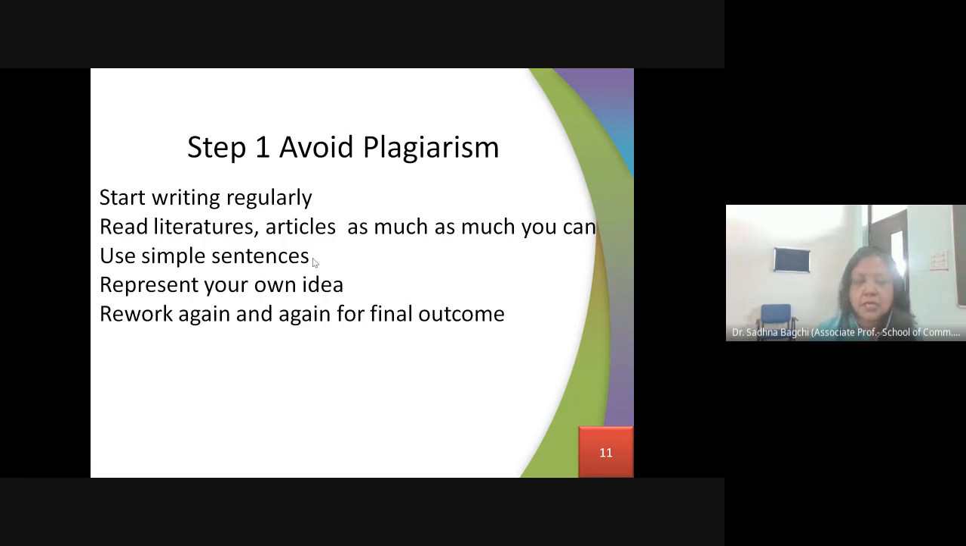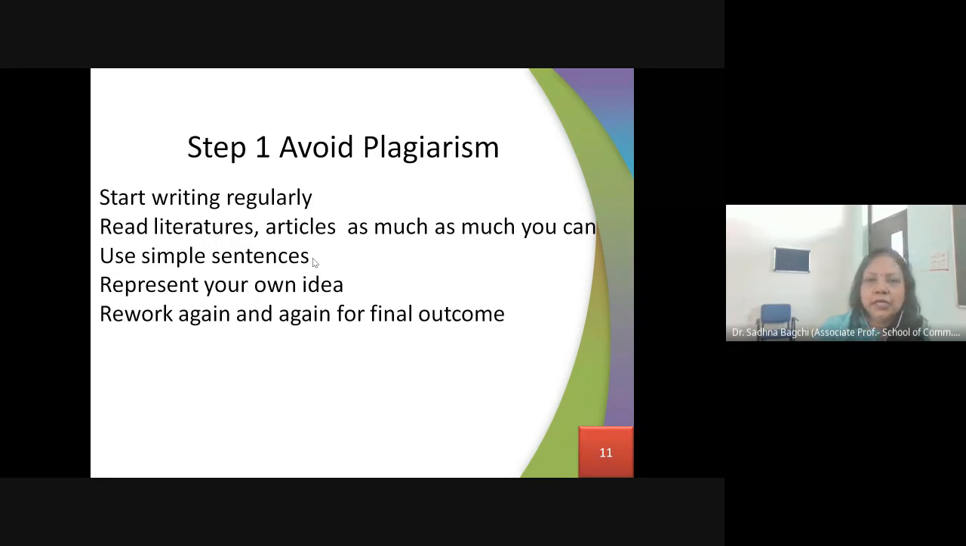Next, use simple sentences. A simple sentence is not a very complicated sentence. Very simple sentences are easy to understand and easy to read, so that they represent your own idea. If you have your own idea, you are working on something unique from the original paper, the original things. So represent your own idea. Rework again for the final outcome.